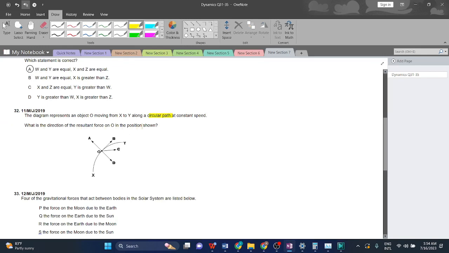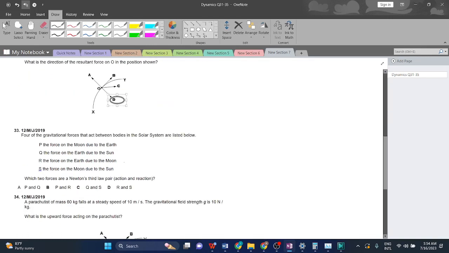Whenever an object is moving in a circular path, it's subjected to centripetal force. And centripetal force is always towards the center, as the name implies. It's towards the center, that's why it's called the centripetal force. And which option shows the force is towards the center? It's D.